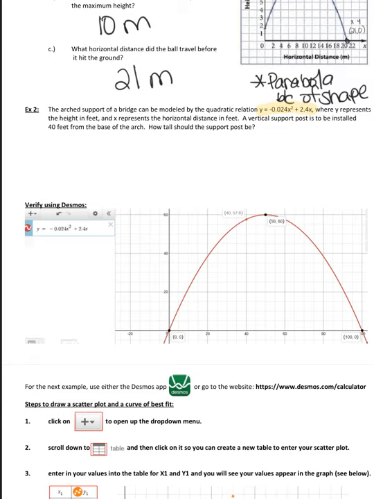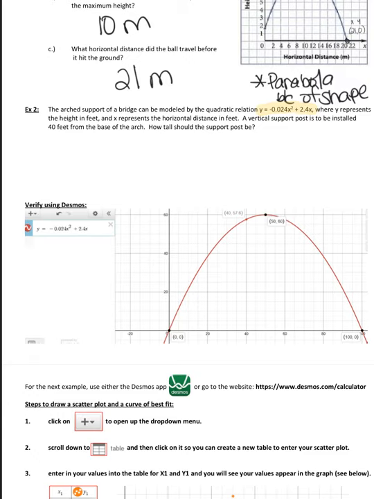And so let's continue reading the question. So it says, where in this question, y is going to represent the height of the arch support in feet, and x is going to be the horizontal distance in feet, so how far away they are from each other. A vertical support post is to be installed 40 feet from the base of the arch. How tall should the post be? So the first thing you need to do is graph this, and graphing an equation like this is going to be really hard if we were to make a table of values. So what I actually did was I used Desmos to make this, but just to show you the graph that's underneath, we can do this with math.